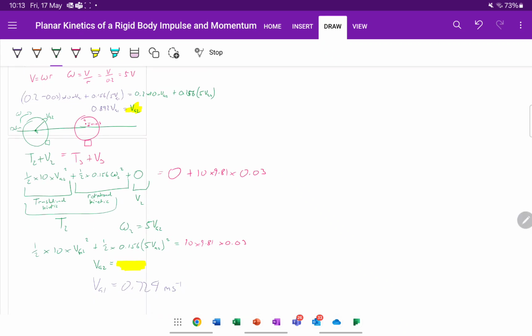Just for completeness, that final value for Vg2 is 0.651, if you're trying to calculate or check the stages as you go along. But the final answer, that minimum velocity Vg1, was 0.729.